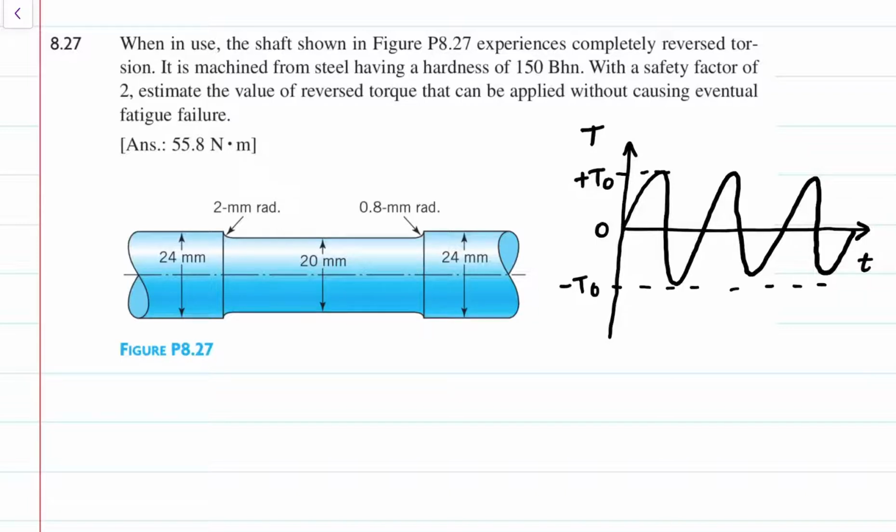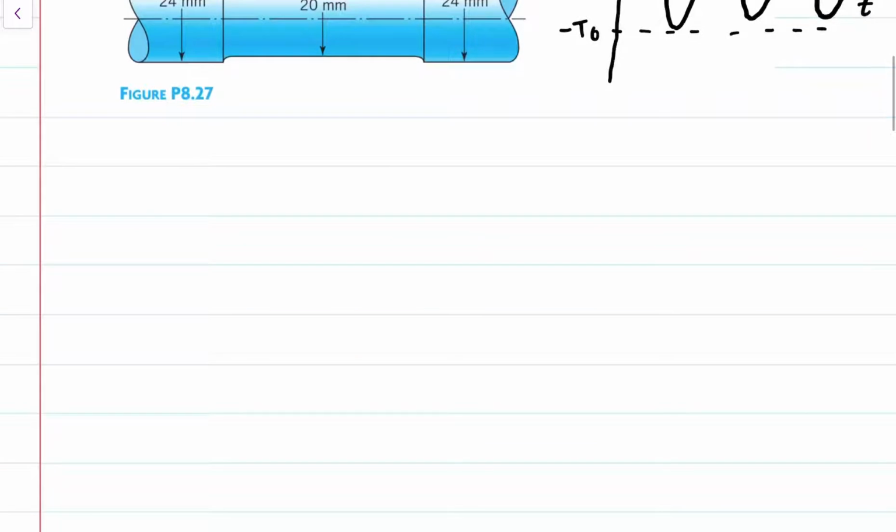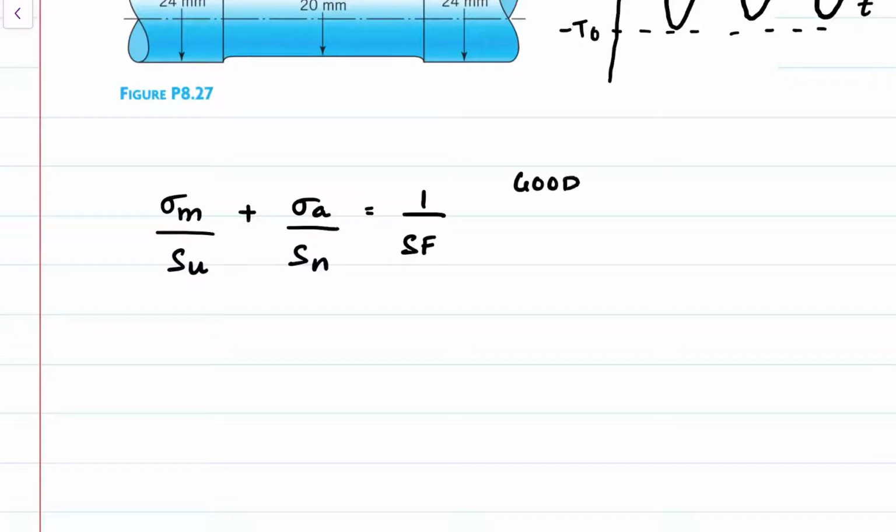Now, generally, when there is a safety factor mentioned in the question, I always start off with writing the Goodman's equation. So the Goodman's equation is the mean stress, sigma m, over the ultimate tensile strength plus the alternating stress divided by the endurance limit is equal to 1 over the safety factor. And this is referred to as the Goodman's equation for infinite life.